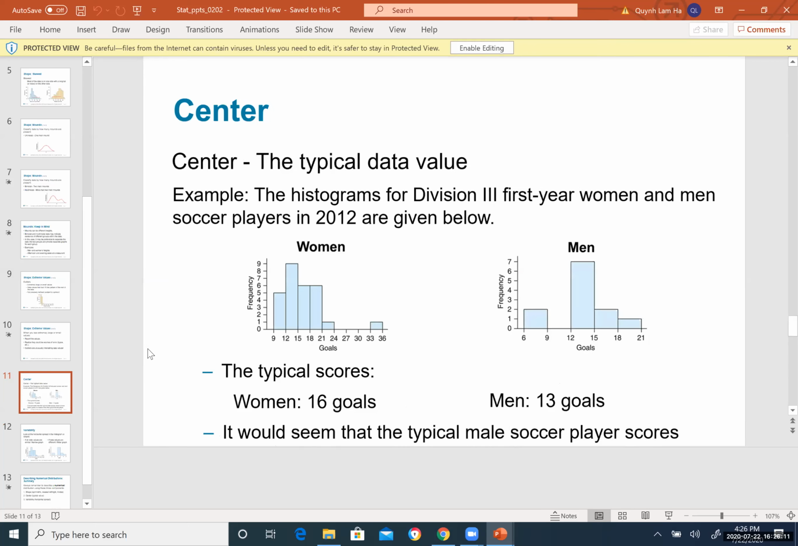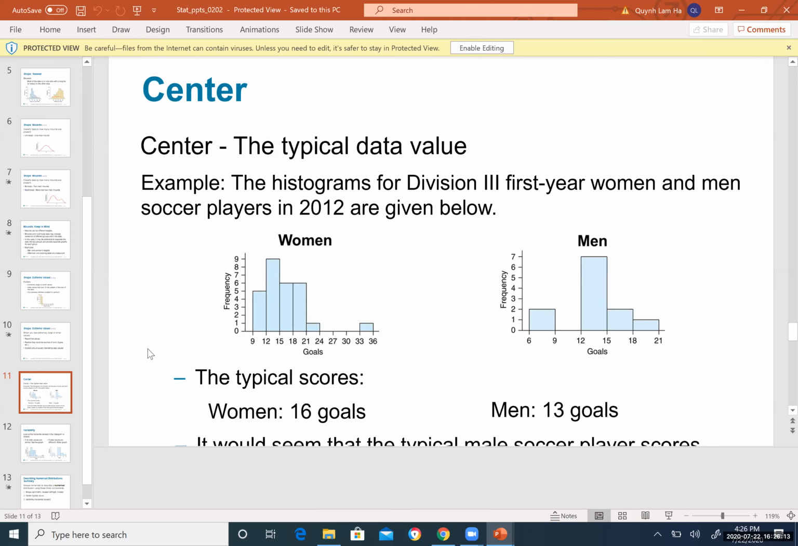Center. Center is a typical data value. So what is center? Center is a value that represents the whole set of the distribution. For example, the histograms for Division I first-year women and men's soccer players in 2012 are given below.